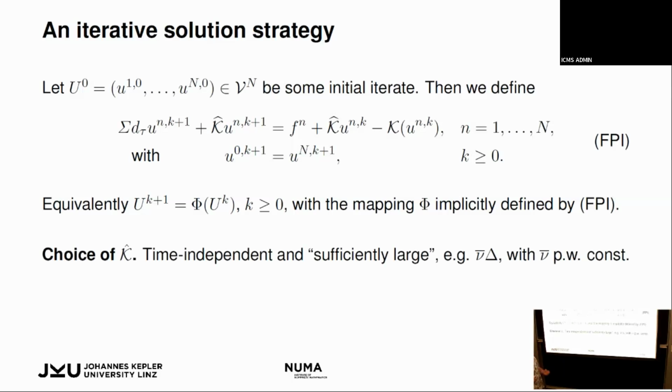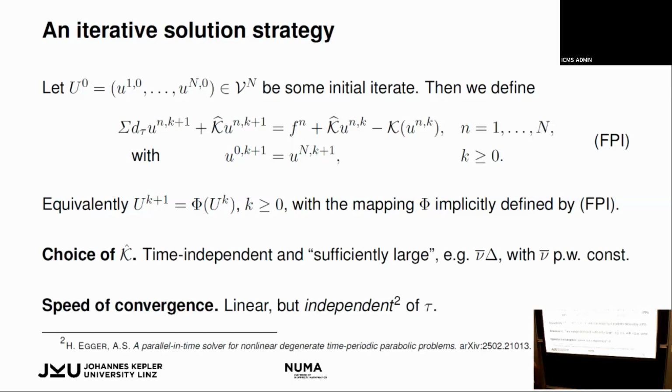Important, maybe it should be time independent. So it should be the same for all time steps, and it has to be sufficiently large. For instance, what you can do if you have the heat equation, you take some piecewise constant coefficient obtained, for instance, by averaging, and then you can show that this fixed point map is contractive, it converges, and what's nice is the convergence rate is independent of the time step. However, it's still linear, so it can be very slow.